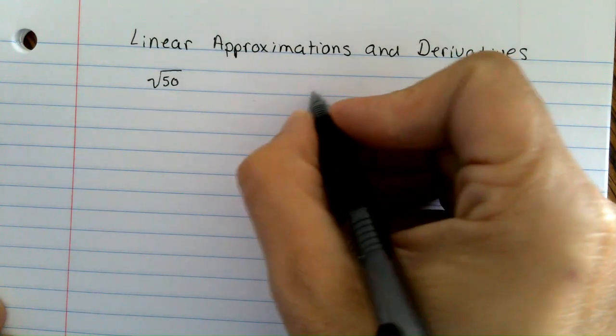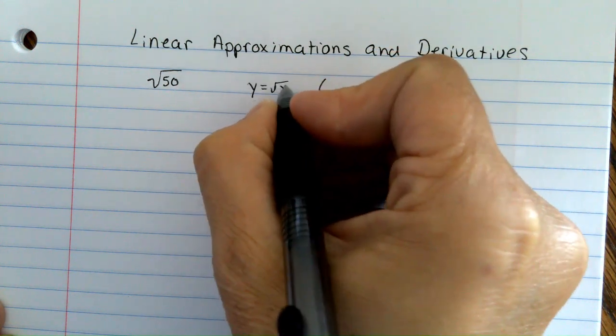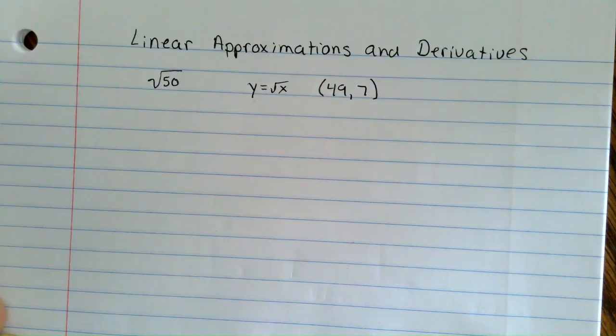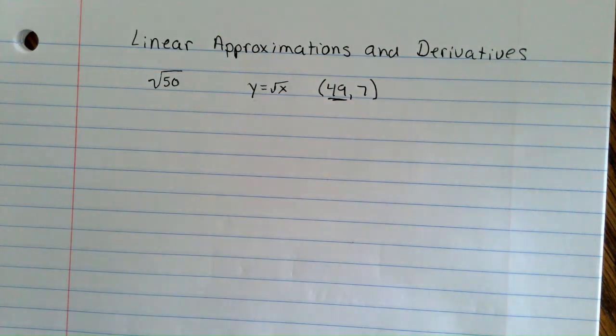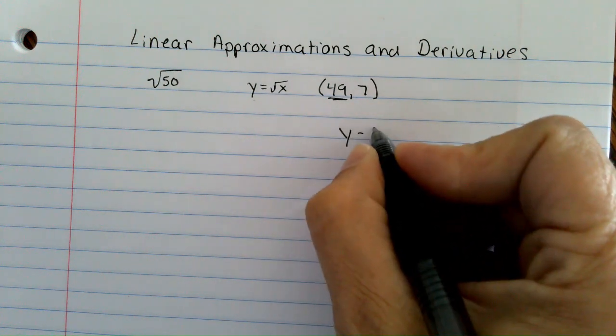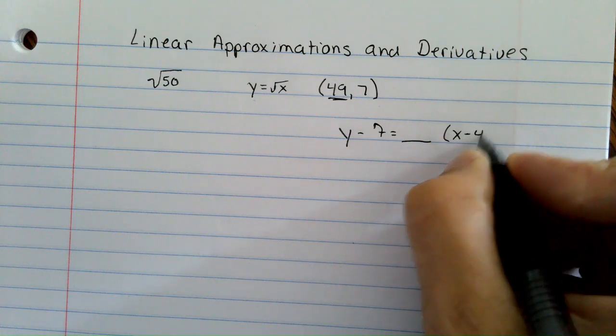So one thing that we do know is that if y equals the square root of x, when x is 49, y is 7. We know that ordered pair. Because 49 is close to 50, that's going to be my point of tangency here. I'm going to center everything around the ordered pair (49, 7). So my tangent line would be y minus 7 equals my tangent slope, times x minus 49.